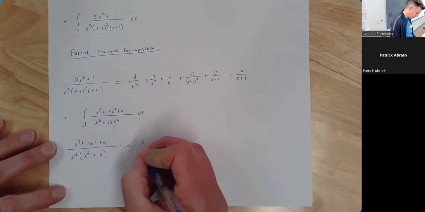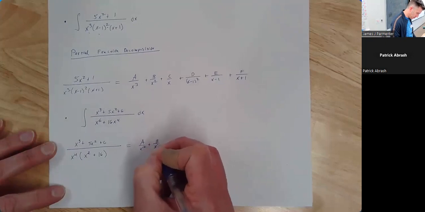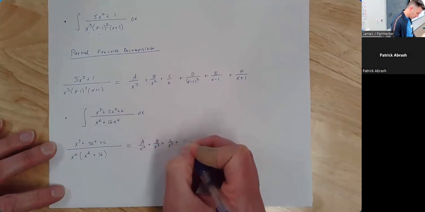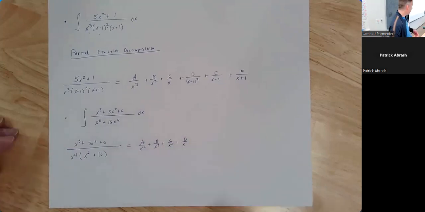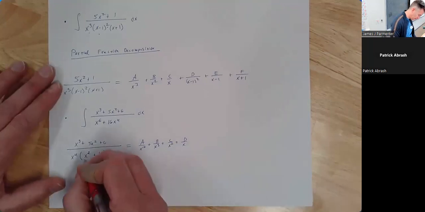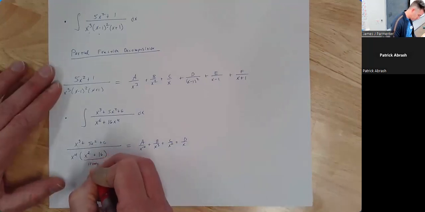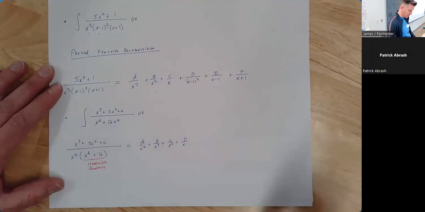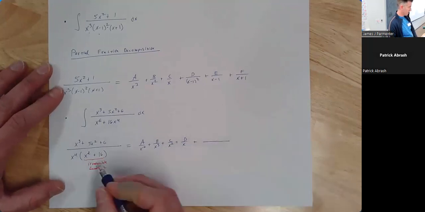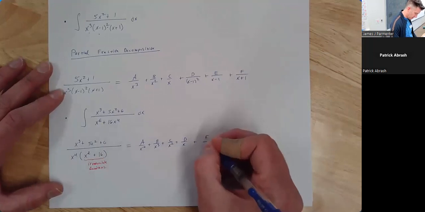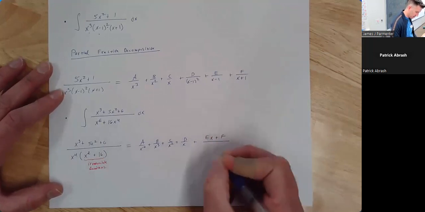So I'm going to have an A over x to the 4th plus a B over x cubed plus a C over x squared plus a D over x. And the x squared plus 16 is not a linear factor, and it cannot be factored. Right? There aren't any real numbers that factor x squared plus 16. So x squared plus 16 is what's called an irreducible quadratic factor. When you have an irreducible quadratic factor, it shows up in your partial fraction decomposition, but instead of just getting a constant over it, it gets a constant times x plus another constant.